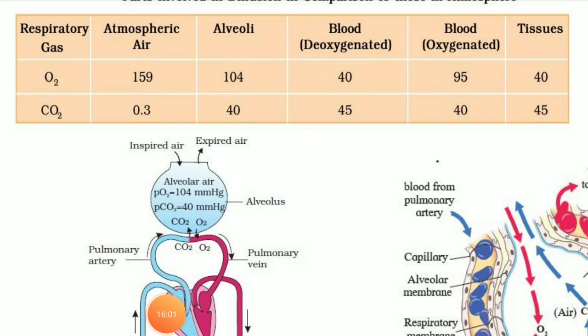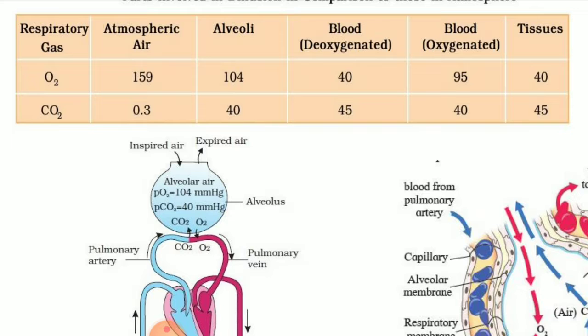So again I am going to repeat. The alveolar air has a partial pressure for oxygen of 104 mm of mercury column. Partial pressure for carbon dioxide is 40 mm of mercury column. But in the pulmonary artery, which carries deoxygenated blood, the partial pressure for oxygen is 40. You can refer to the table. Partial pressure for carbon dioxide is 45. Now first we will just talk about oxygen.